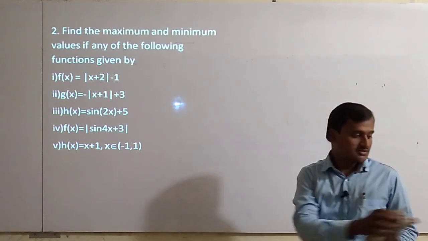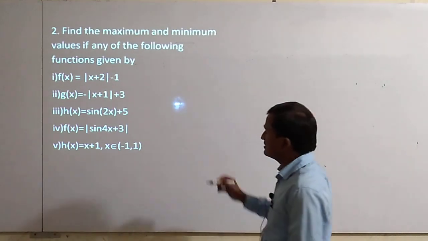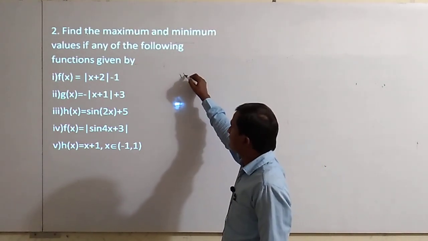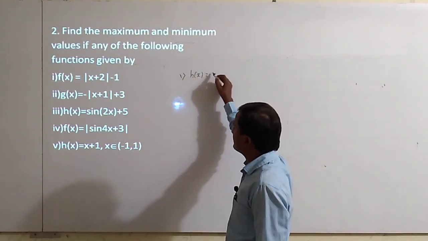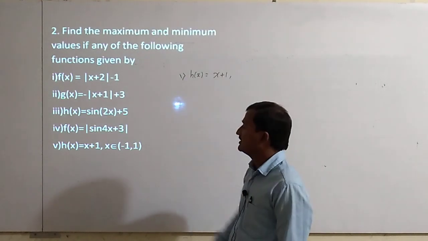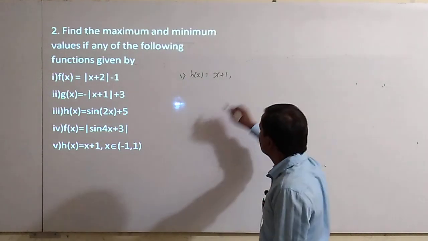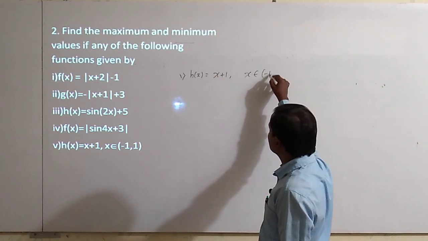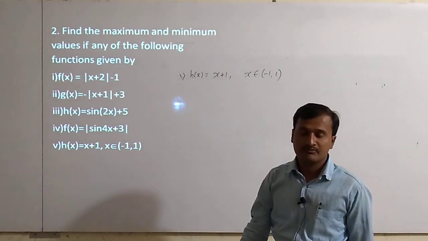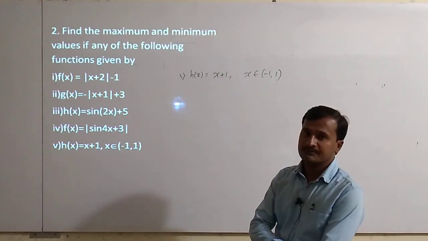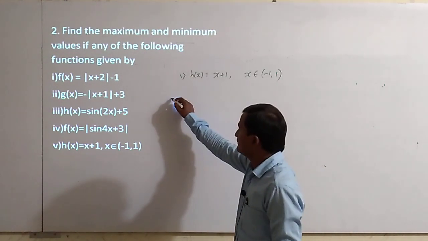Okay, so which function is it? So clearly it is a linear function. H of x equal to, what are they given? X plus 1. So here what is the value of x? X belongs to the open interval minus 1 and 1. Okay, so here we will write like this.